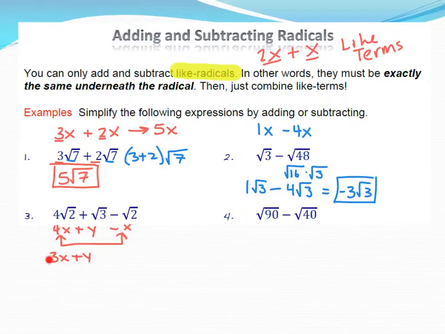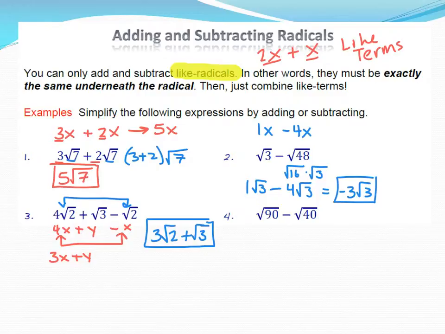And then I can't simplify these last two because they're not like terms. Now, if we take and apply this to radicals, this would be combining these two radicals together. 4 radical 2 minus radical 2 would give me 3 radical 2, and then plus radical 3. I can't simplify those. I can't add what's on the inside, so that's going to be simplified. Okay, so not that bad, just looking for like radicals.